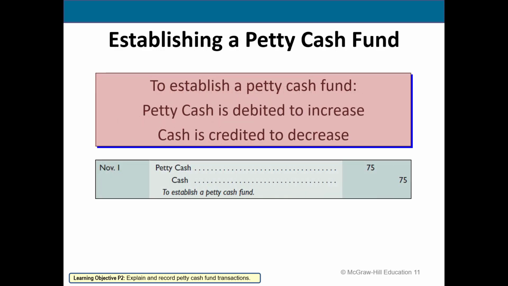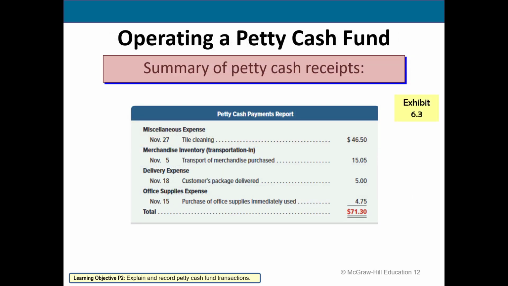This is the journal entry to establish a petty cash fund. These are both cash accounts, so we're debiting one type of cash account called petty cash and crediting our normal cash account.